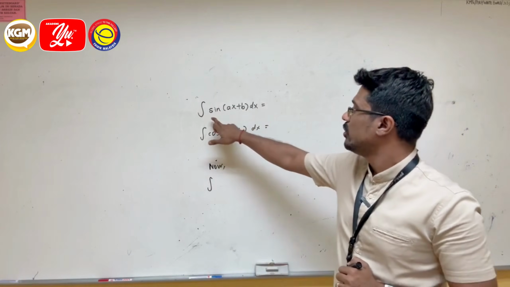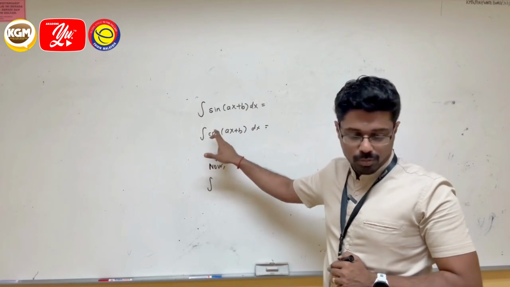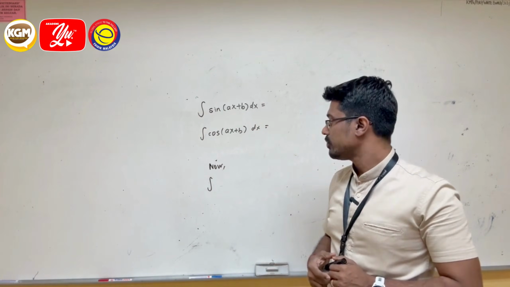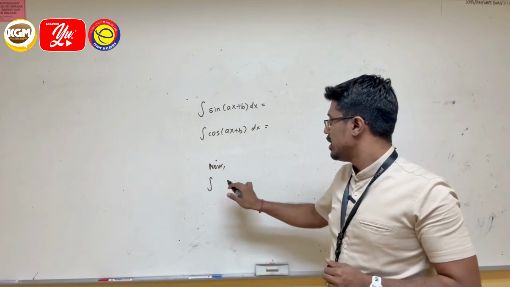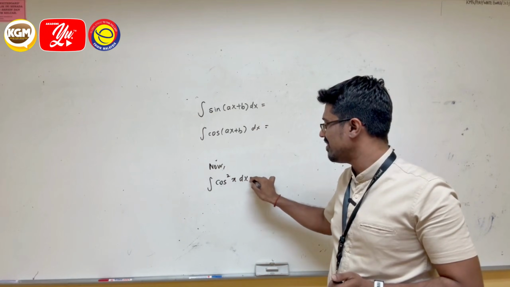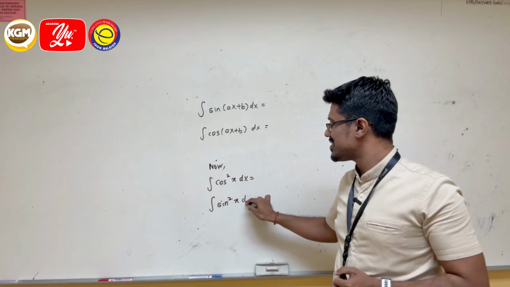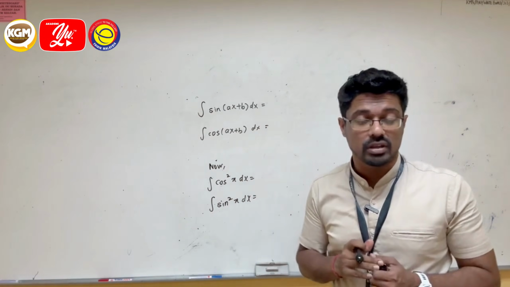So you already know how to integrate sin to the power 1, and cos to the power 1. Now, if I write for you cos square x, I want to integrate this, and also sine square x. How do we integrate these? That's the question here.